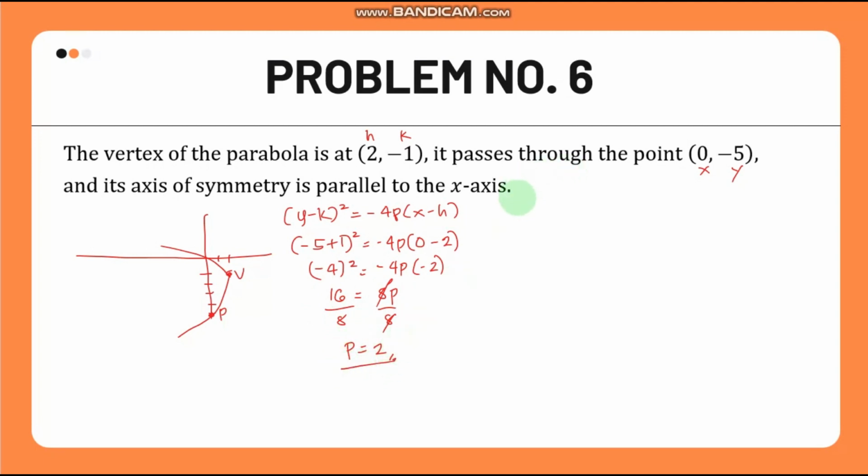Then, let's go back to the equation. Substitute the p and the h and k. So, y, k is negative 1. So, plus 1 squared equals negative 4 times p, 2, x. Our h is 2, minus 2. So, we have y plus 1 squared equals negative 8 x minus 2. So that is our equation, y plus 1 squared equals negative 8 times x minus 2.